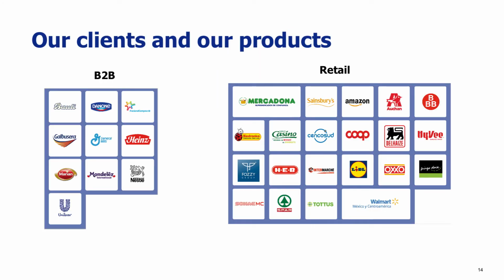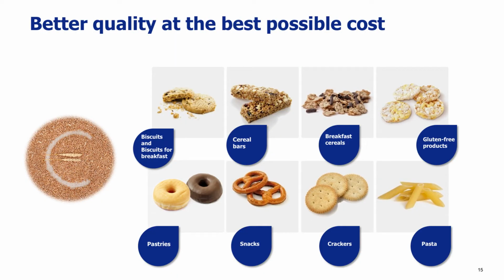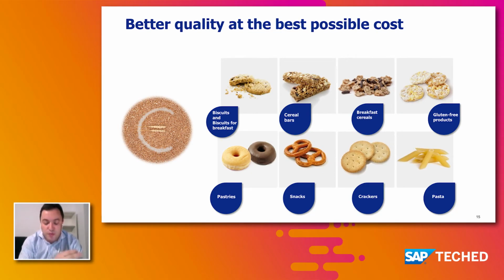We have 2 kinds of clients, B2B and retail. We are specialists in manufacturing our products or their products in our factories. That is our key competence. And these are some of our products. I'm sure some of these products are in your restaurants, in your meals, and it's our moral responsibility to put these products in your kitchen every day with the best quality and the best price possible.